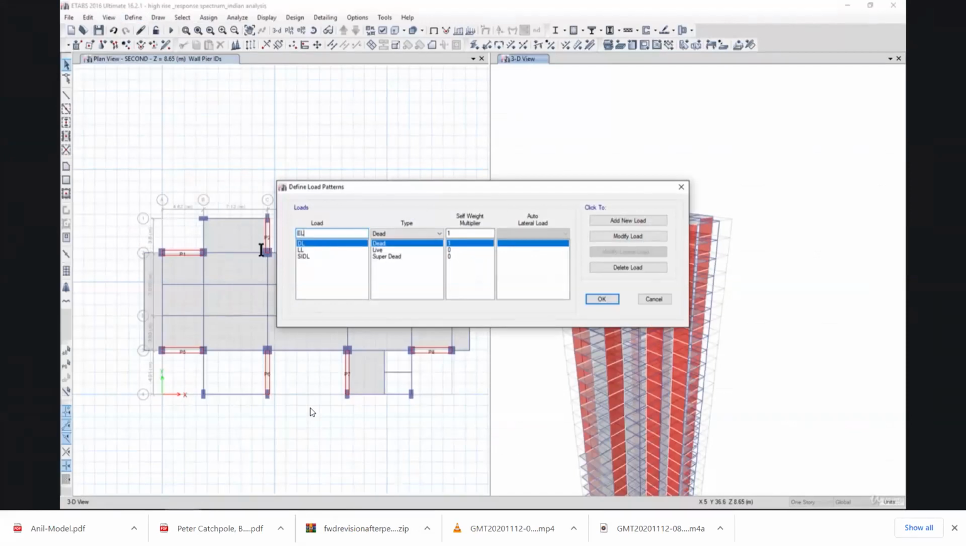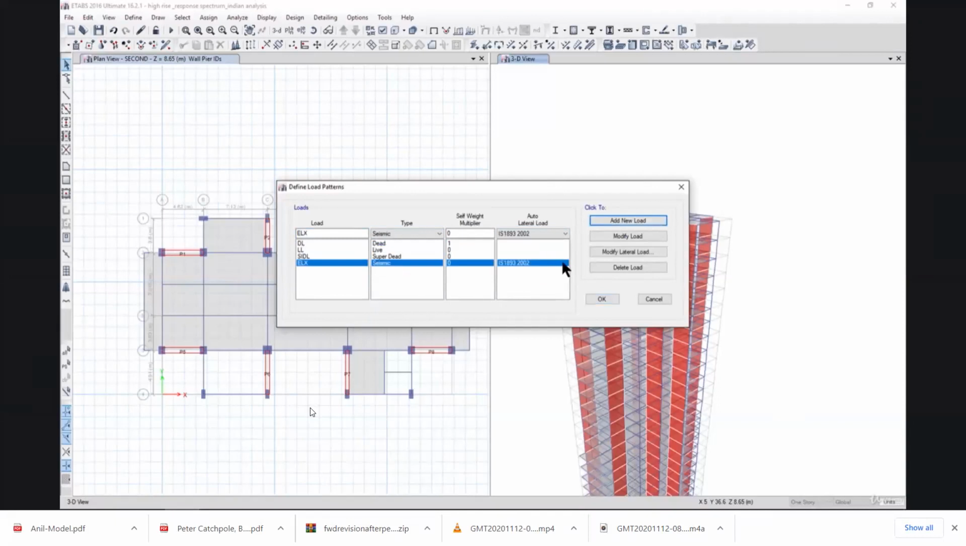After that, we need to enter ELX, type as seismic, auto lateral load as IS 1893 2002, left click on add new load. After that, we need to enter ELX plus E, add new load, ELX minus E, and add new load. Similarly, we will add seismic loading along y direction, ELY plus E, and ELY minus E.